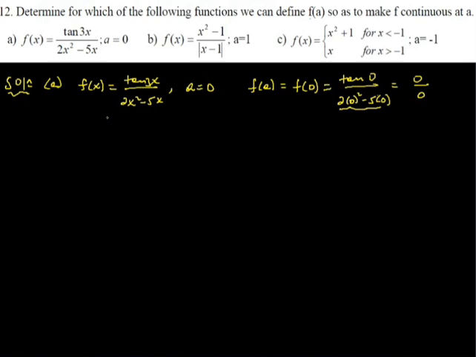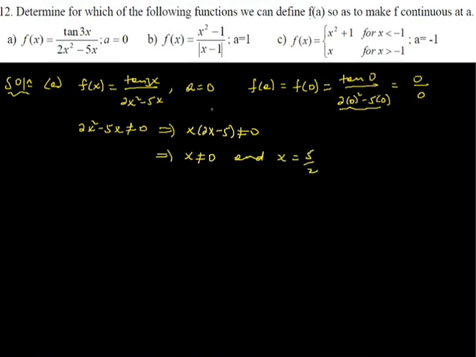Actually, there are also other values of a at which this function fails to be continuous. For example, we can't make 2x squared minus 5x equal to 0; it should be different from 0. This means x times 2x minus 5 should be different from 0, which implies x should be different from 0 and x should be different from 5 over 2.